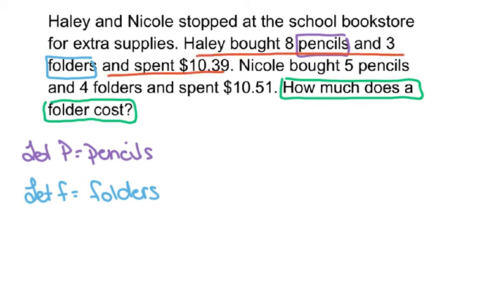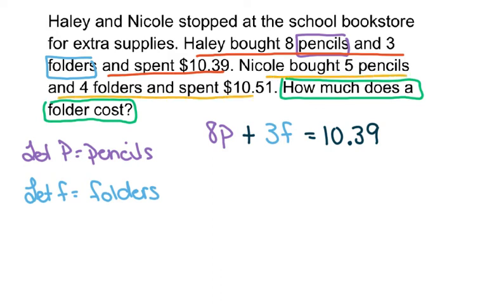So Haley bought 8 pencils. So that means she's doing 8 times the cost of a pencil. And means I'm going to have a plus sign. 3 folders. So 3 times F. And she spent $10.39. So that's her total. So now I've got another sentence with Nicole. So Nicole bought 5 pencils, so 5 times the cost of pencils, and 4 folders, and she spent $10.51. So there's my 2 equations.